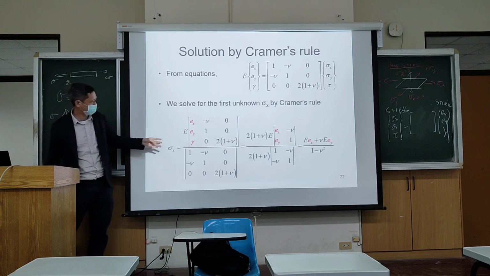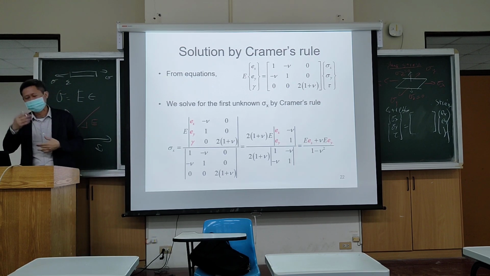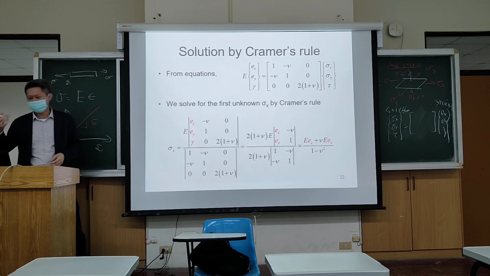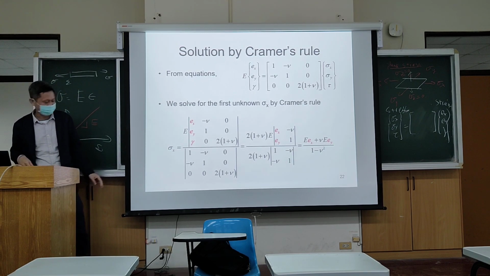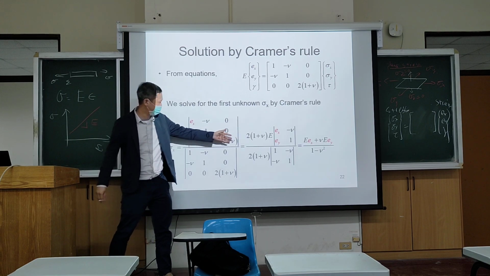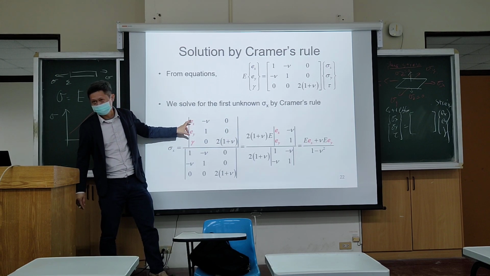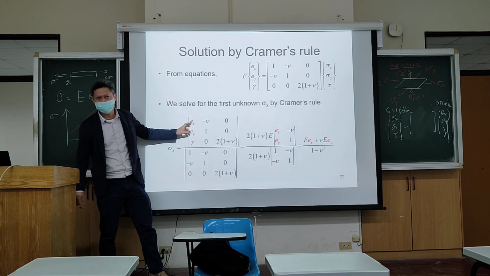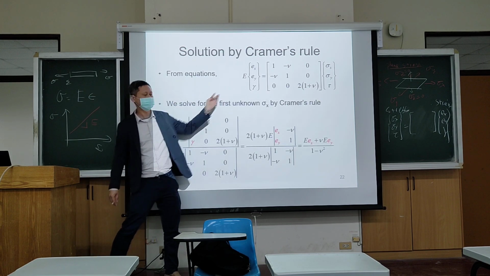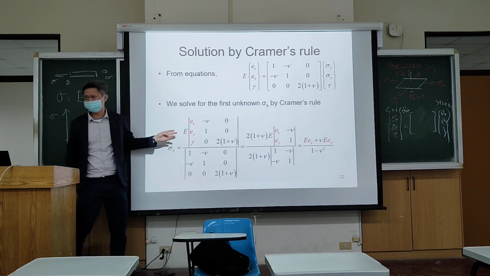Your Cramer's rule will apply to two unknown variables. It will also apply to three unknown variables. Okay, except now the determinant in the numerator has to have the first column replaced by the strain. Okay, so this is the Cramer's rule.